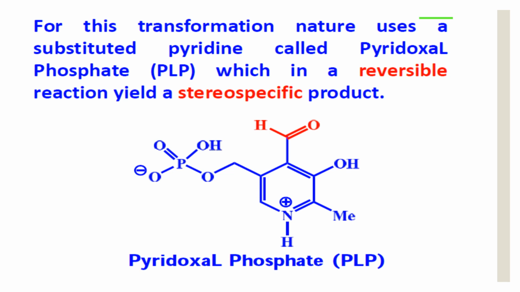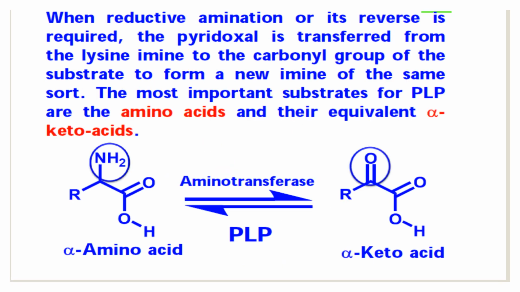This means that the reaction is not a regiospecific or stereospecific reaction. For this transformation, nature uses a substituted pyridine called pyridoxal phosphate, PLP, in a reversible reaction that yields stereospecific products. So pyridoxal phosphate, PLP, has different roles: transamination, decarboxylation, and alpha-beta cleavage are also roles of this PLP.